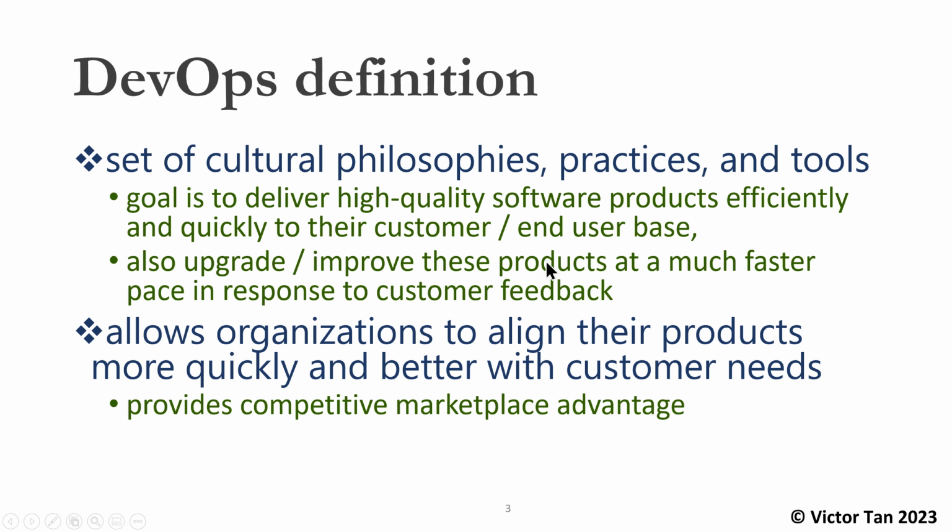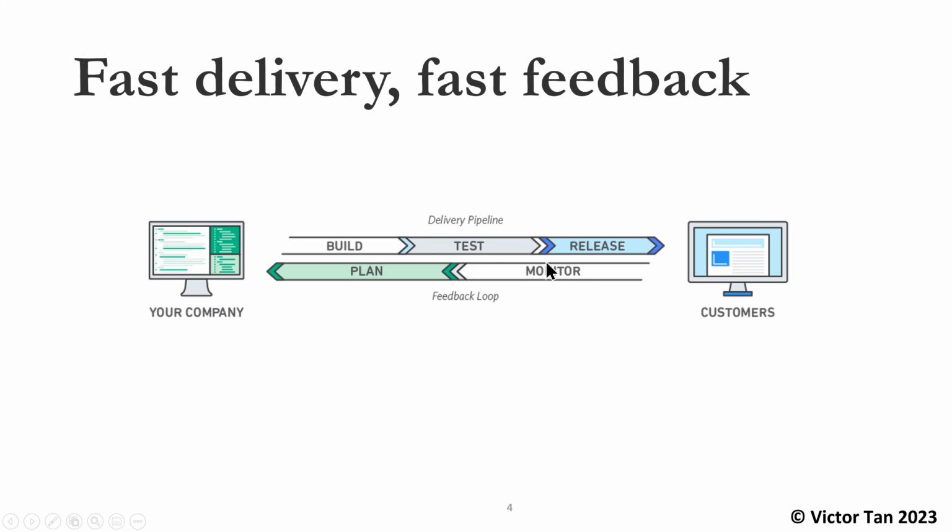So let's take a look and see how it works. We are going to look at the so-called DevOps pipeline a bit later in this lecture, but you can see here you are going to start off by building. Building means compiling your application code. Then you're going to run some tests on it, and then you're going to release it to the customers.